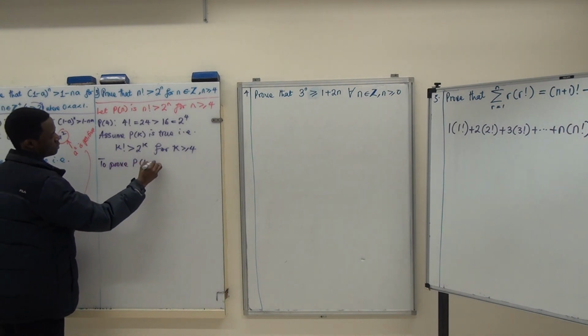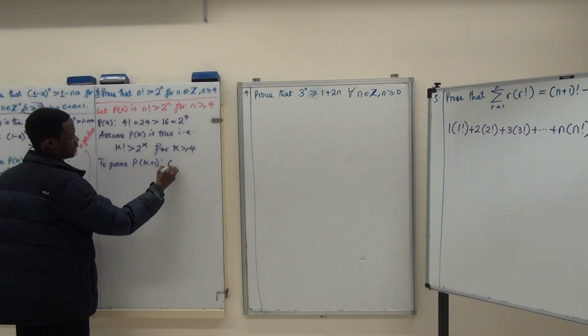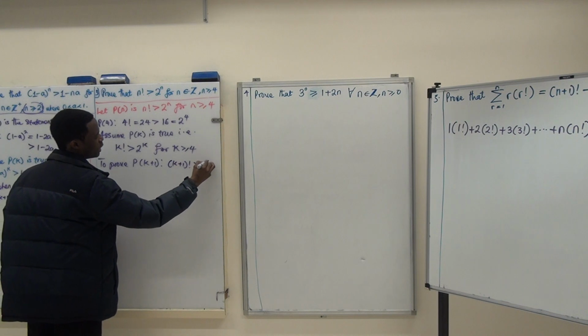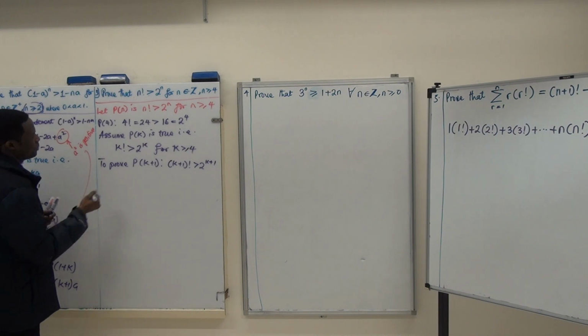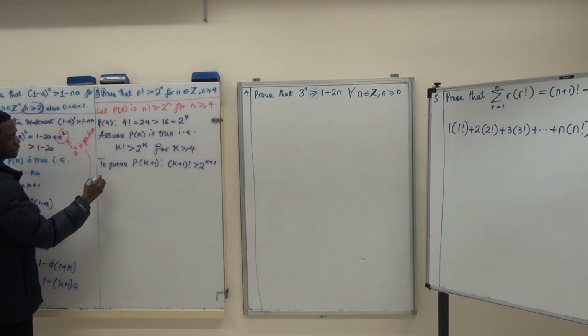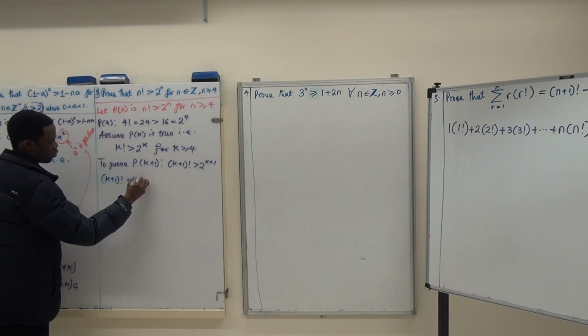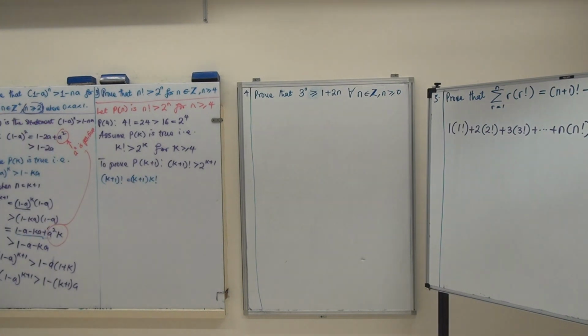Now, we prove Pk plus 1. What is that Pk plus 1 statement? It means k plus 1 factorial must be greater than 2 raised to the power k plus 1. Right? So that's what you want to show. So we start from the left side. Your k plus 1 factorial is k plus 1 times k factorial, right? So with your knowledge of factorial notation, you are able to achieve this.